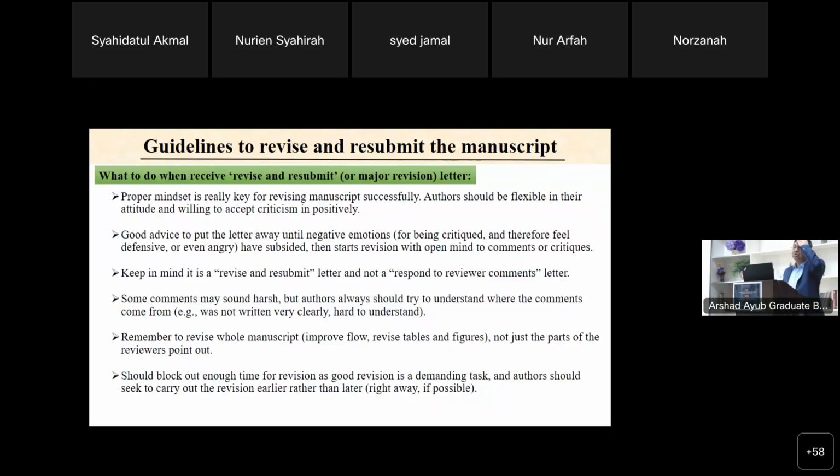So what to do when you receive a revise and resubmit, a major revision letter? Proper mindset is really key for revising manuscripts successfully. Authors should be flexible in their attitude and willing to accept criticism in a positive way. It is good advice to put the letter away until the negative emotions pass.